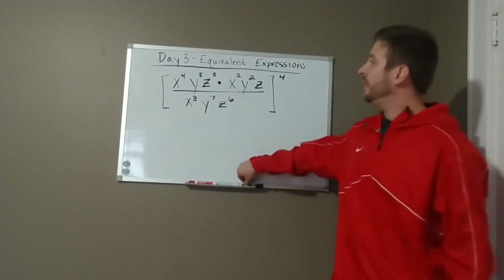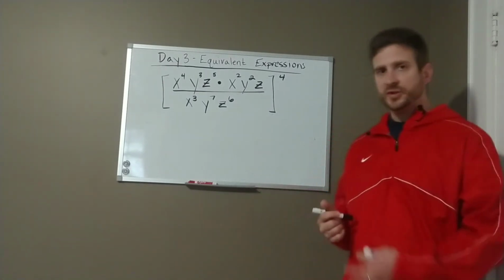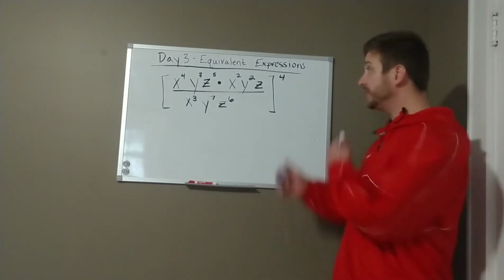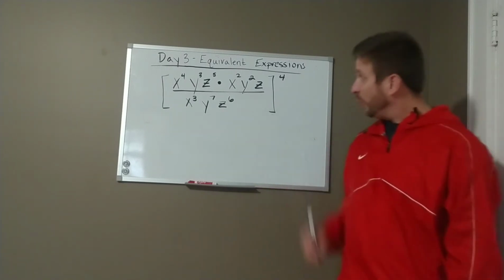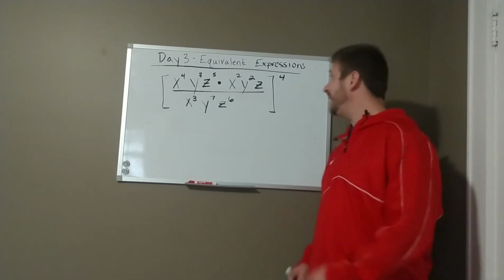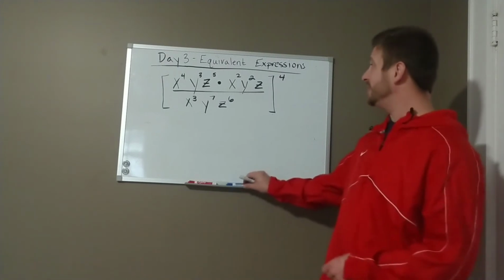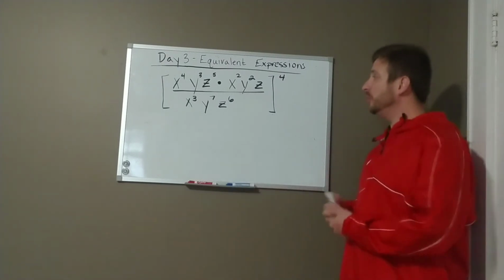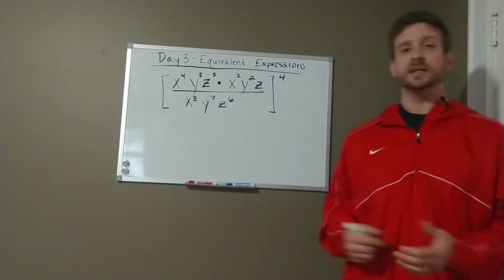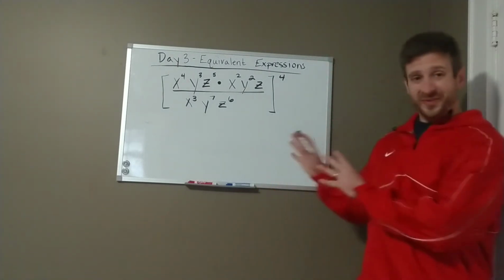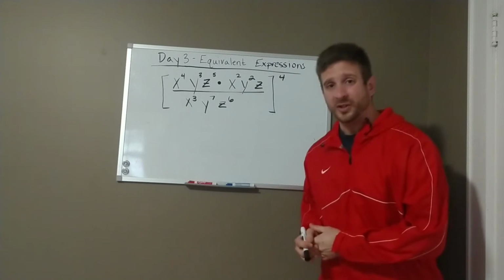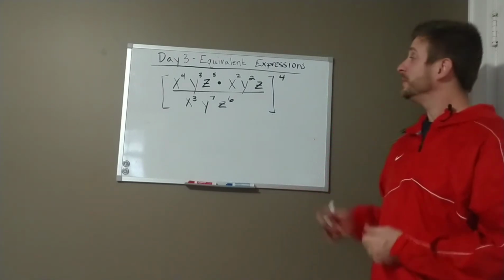All right, here we have a question, and the first thing you're going to notice is that when we simplify this, this looks really difficult. We have x to the fourth, y cubed, z to the fifth, times x squared, y squared, z, all over x cubed, y to the seventh, z to the sixth, raised to the fourth power. Gross. So the good news is that we're just going to walk through our song in order to simplify this.